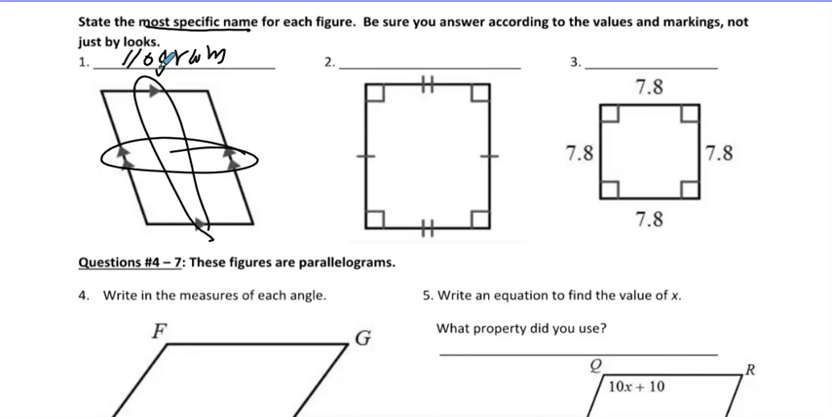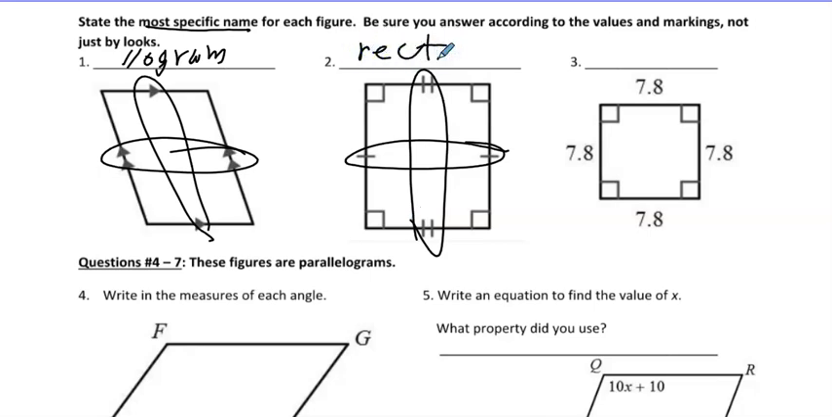Number 2 is not a square. How do we know that? Because these two sides are equal, and those two sides are equal, but not all 4 sides. So it's not a rhombus, and it's not a square. But since it has 4 90-degree angles, that does make it a rectangle.